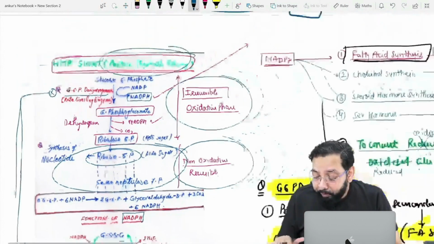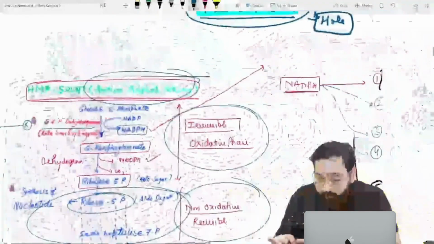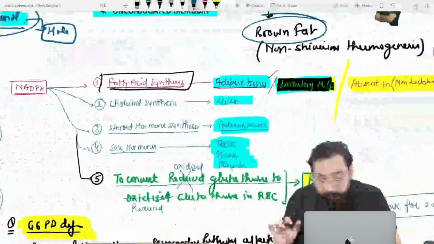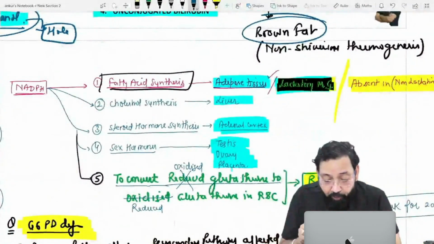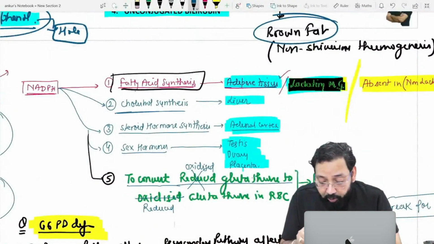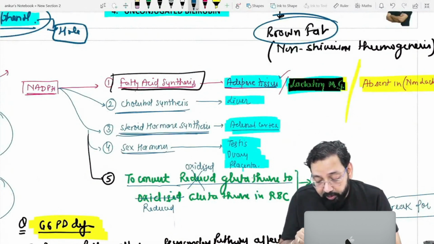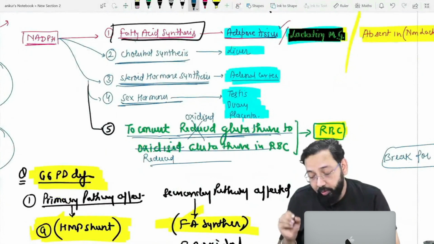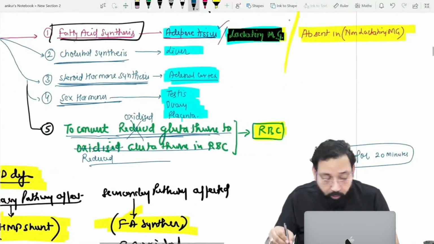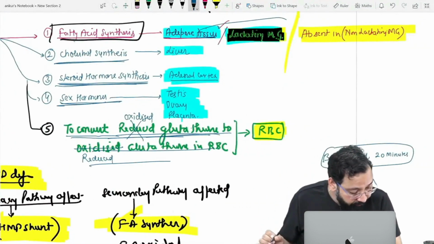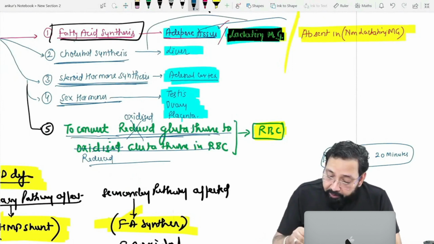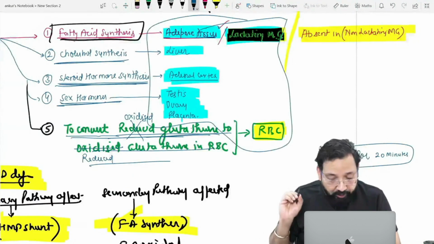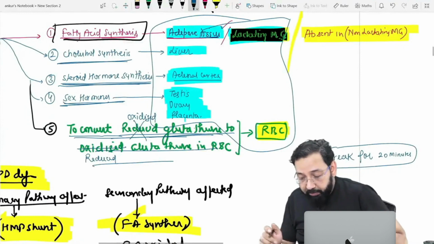We found that this NADPH has multiple roles in our body. NADPH is used in fatty acid synthesis, cholesterol synthesis, steroid hormone synthesis, sex hormone synthesis, and to convert oxidized glutathione to reduced glutathione in RBC. So these are the common sites of the HMP shunt.